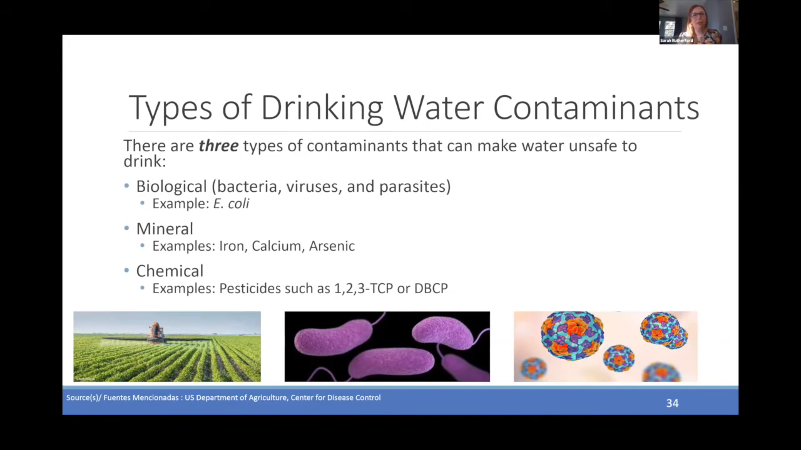Describing types of drinking water contaminants. There are three general types of contaminants that can make water unsafe. There's biological, such as bacteria, viruses, or parasites. You may have heard of E. coli. There's also minerals: iron, calcium, and arsenic. And there's chemicals, and these include pesticides, such as 1,2,3-TCP or DBCP. And there are illustrations of these items below.